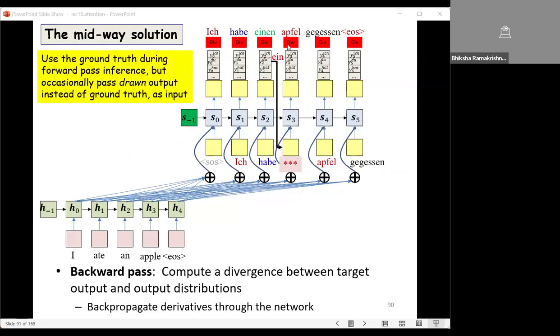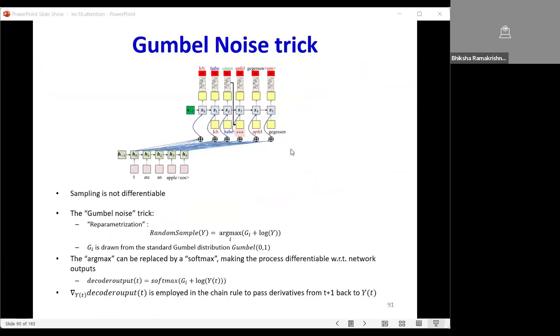But then the process of drawing a word from a distribution and feeding it in is a non-differentiable procedure. And so in order to backpropagate derivatives through this business of drawing, we use something called a Gumbel trick, which is on the slides, but I'm not going to go over it right now.